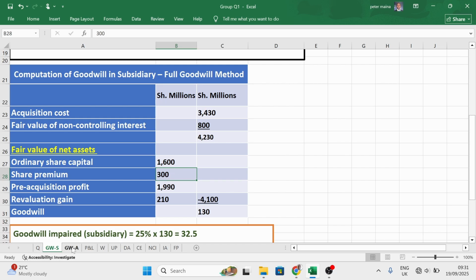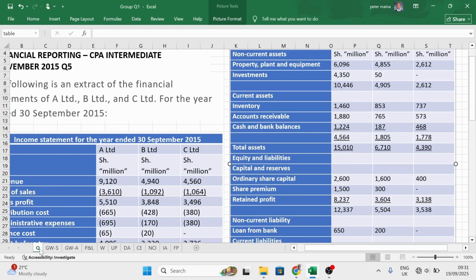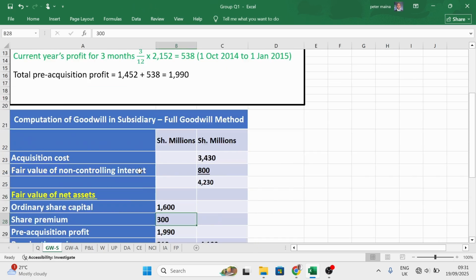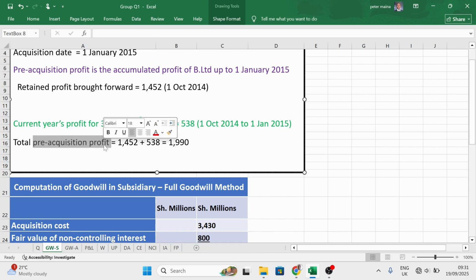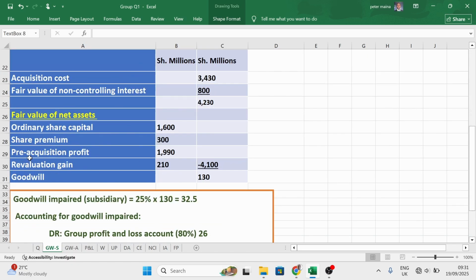But when it comes to profit, we are not going to take the profit provided in the statement of financial position, which was 3604. Instead, we use the profit that we have calculated above, which is called the pre-acquisition profit, which we have found to be 1990. So that is pre-acquisition profit, 1990.